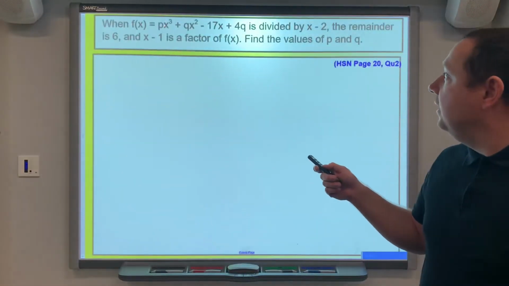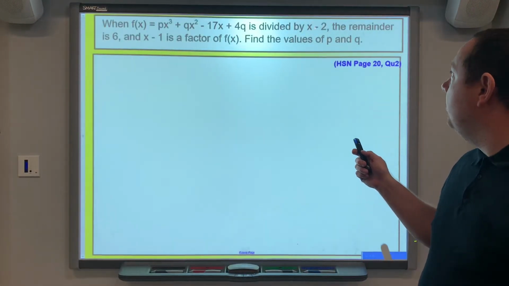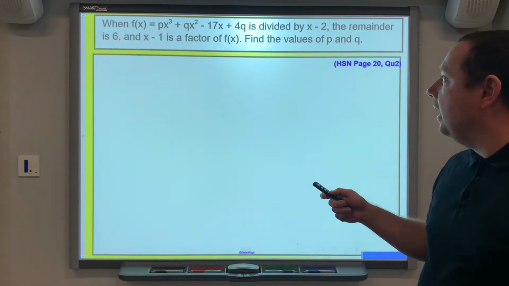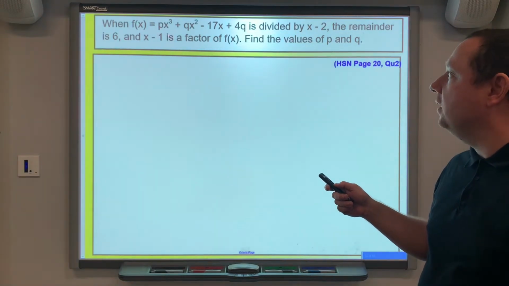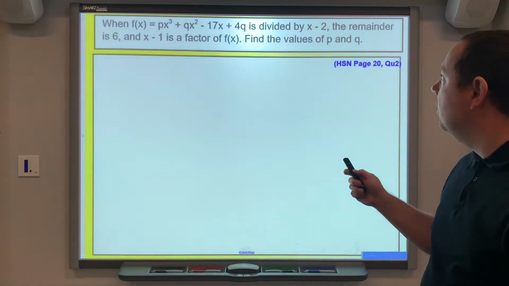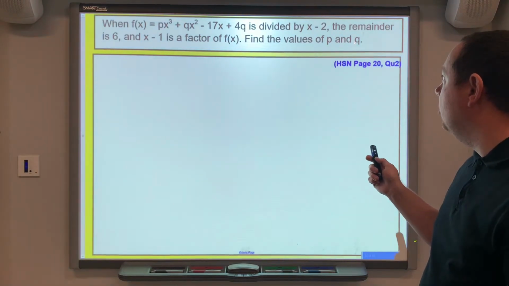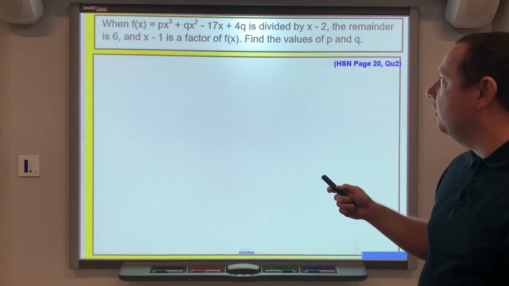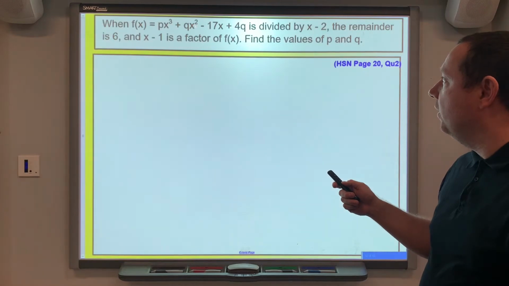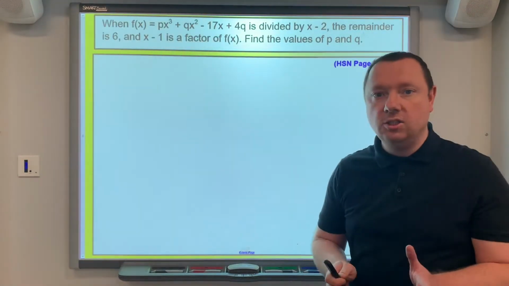Example two, f of x equals this polynomial, and if it's divided by x minus 2, the remainder is 6. And it also tells us that x minus 1 is a factor. We've to find the values of p and q. Notice there's a p in front of the x cubed and a q in front of the x squared. So let's break this question down.